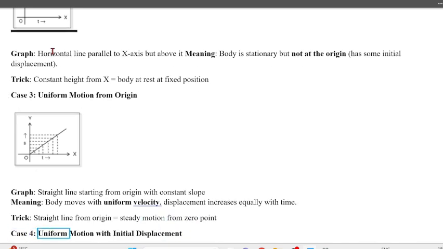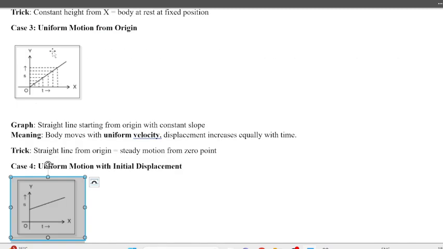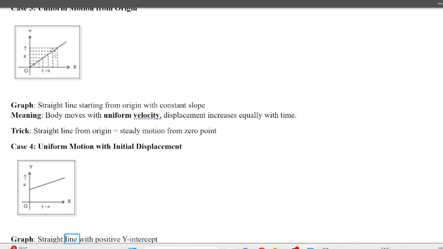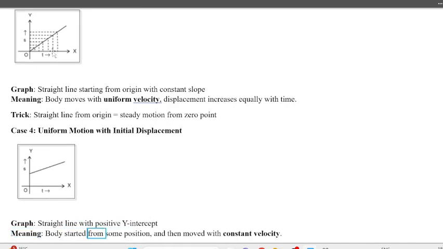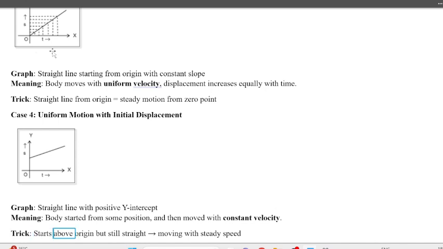Case 4: Uniform motion with initial displacement. Picture 57: the graph is a straight line with a positive y-intercept, meaning the body started from some position and then moved with constant velocity. The line starts above the origin but is still straight, moving with steady speed.